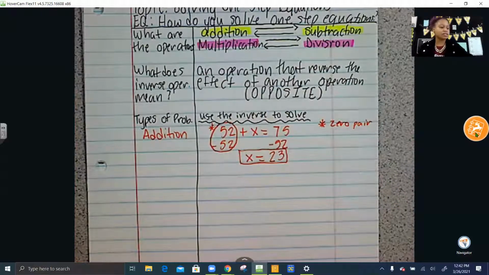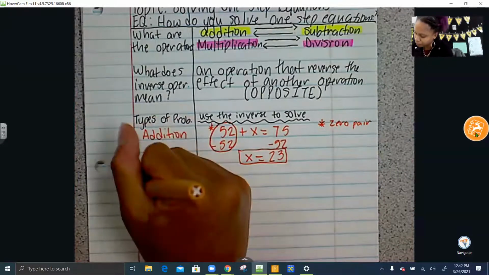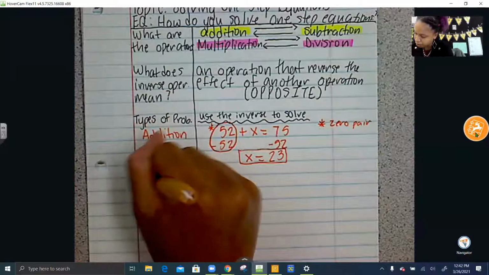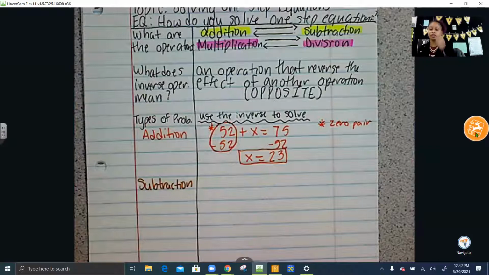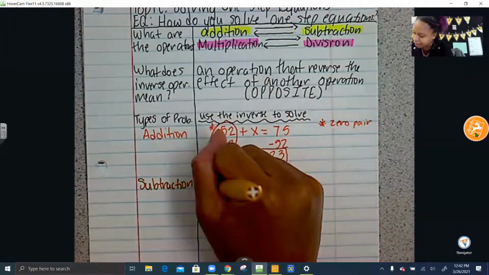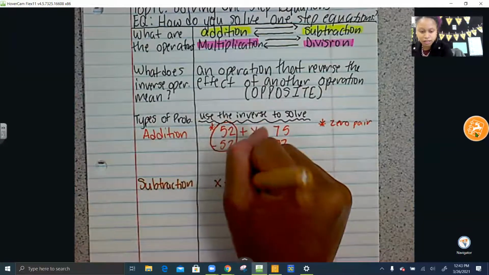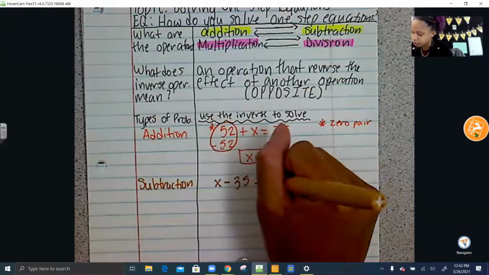Now we're going to try a different problem. We're going to try a subtraction problem. So now this is a problem where it's subtraction first, and then we have to do the inverse of subtraction. So let's say we have the problem x minus 35 equals 63.